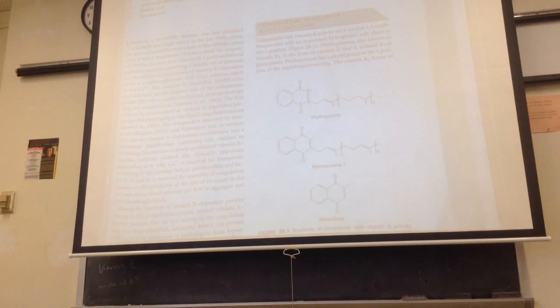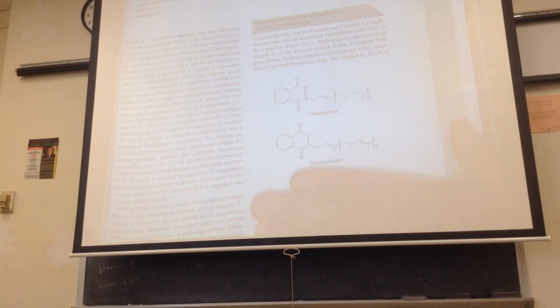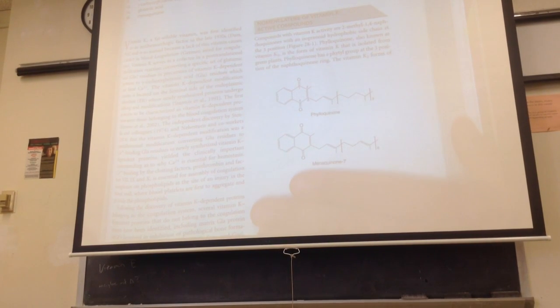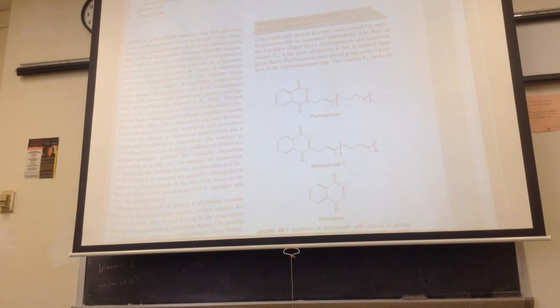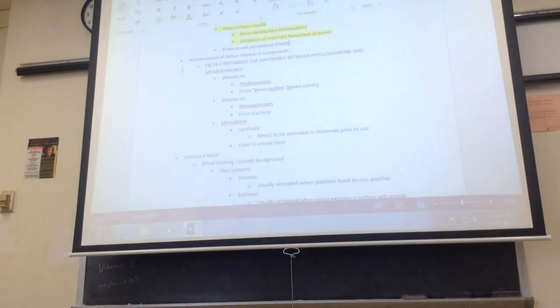Then there's this third one down here, which is menadione, which is synthetic and added to animal feed. I only want you to know the first two: phylloquinone and menaquinone. I want you to know that you've seen menadione, because if you end up working for the USDA, or in food science, or somewhere else, you're going to spend a lot more time with menadione. But for humans, we're talking about phylloquinone and menaquinone. So just know the difference, and really just look for the double bond. And again, not draw, just recognize.